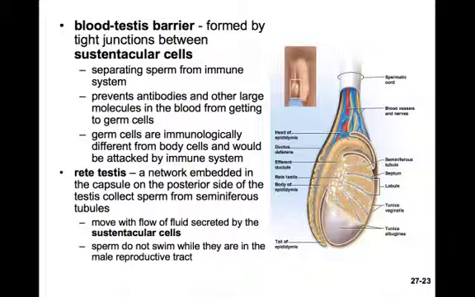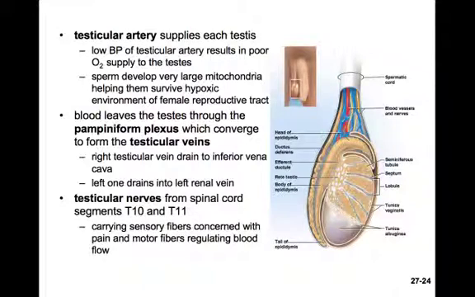They don't have that ability yet. The testicular artery supplies each testes. They have very low blood pressure, in fact, so low that there's not even a pulse. This creates a very low supply of oxygen in the testes, and that causes sperm to develop very large mitochondria, which helps them survive in a more hypoxic environment, like that of the female reproductive tract.